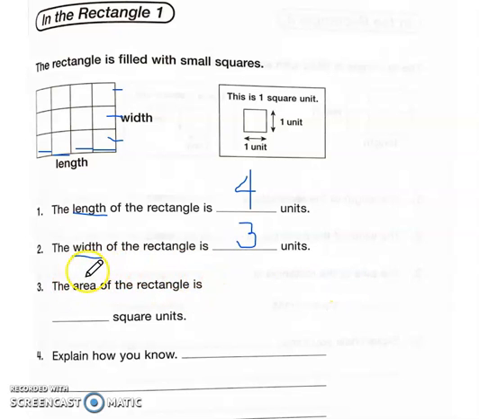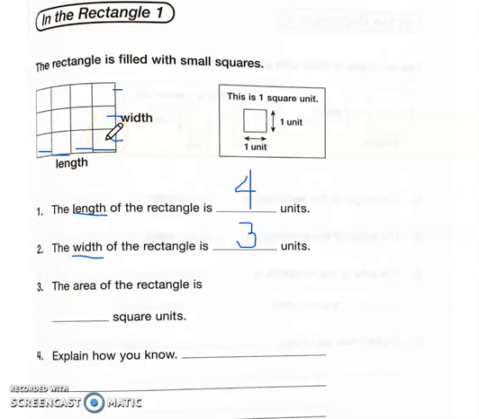Now the third question is, the area of the rectangle is blank square units. So what it's asking is how many squares total are there in this rectangle? Okay. Now there's a few ways that you can do that. Number one is you can just count them up. 1, 2, 3, 4, 5, count them all together.